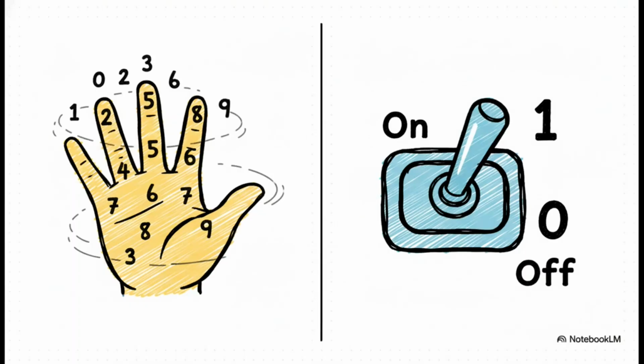It all comes down to what you have to work with. For us humans, we've got 10 fingers. So naturally, we developed a system with 10 symbols, 0 through 9. We call it decimal. But computers, they just have tiny little switches that are either on or off. So their system only needs 2 symbols, a 1 for on and a 0 for off. That's it. That's literally all binary is.